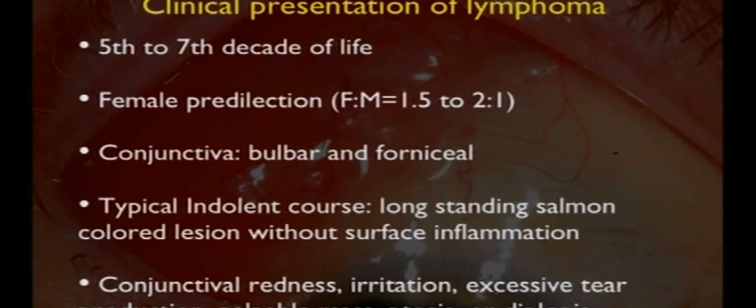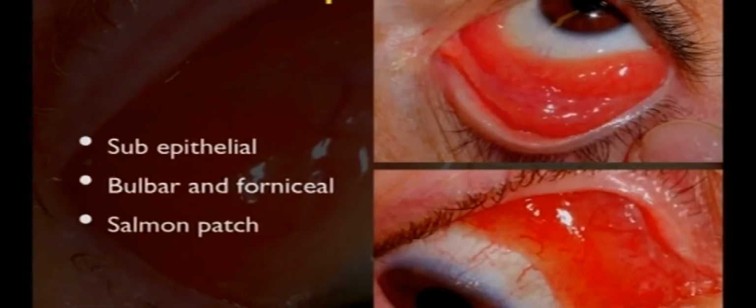It has a typically indolent course, because of which it tends to masquerade other diseases, and clinically it looks like a long-standing salmon-colored lesion. It has certain other atypical forms of presentation like ptosis or a patient complaining of foreign body sensation, irritation, or excessive tearing. But what we need to remember is its indolent course. This is classically how a lymphoma would look.